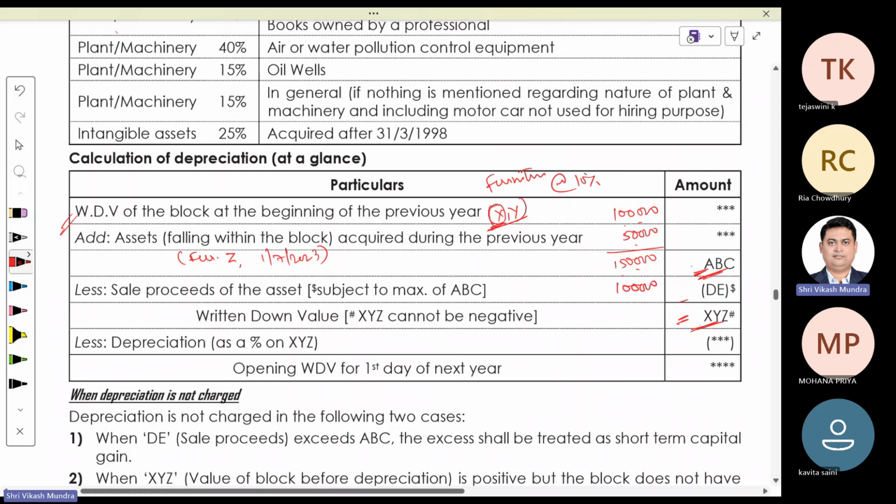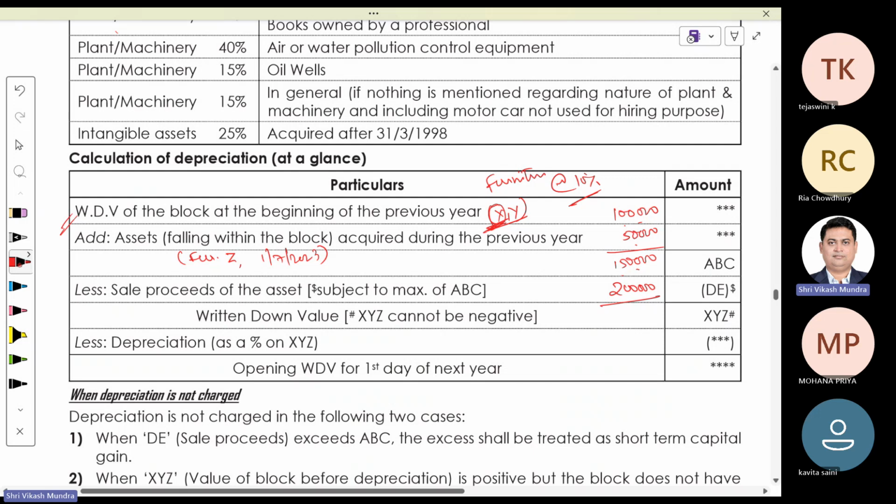In that situation, as we discussed yesterday, after reducing this 1 lakh from the value of the block, on the remaining 50,000 we will charge depreciation at the rate of 10%, which is 5,000. This depreciation is considered as a deduction for us. However, if in any circumstance furniture X has been sold for rupees 2 lakh, then we should reduce the entire 2 lakh.